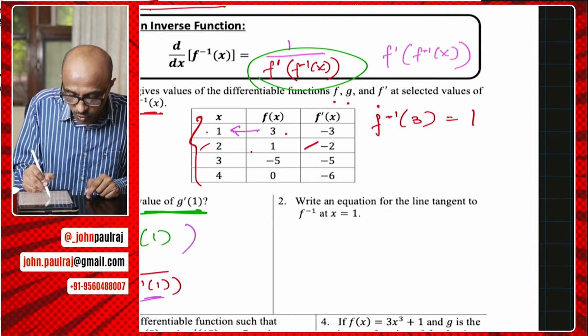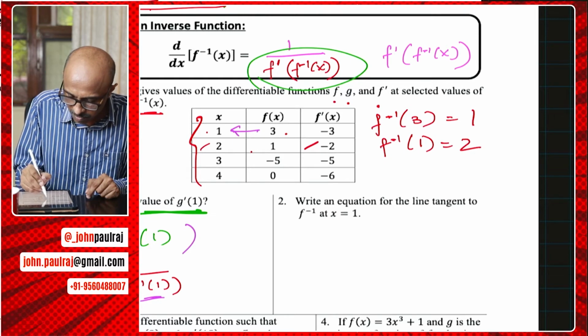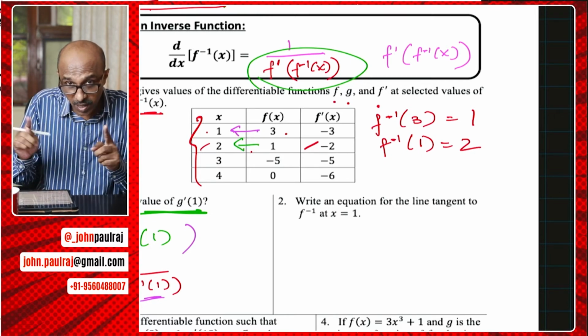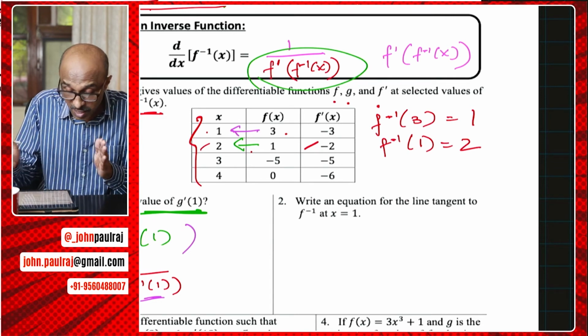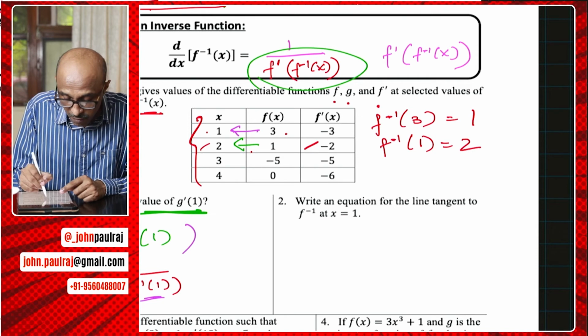Likewise, when x is 2, f of 2 is 1, which means f inverse of 1 is 2. That's the idea of swapping x and y. When you swap x and y, that algebraic process of finding the inverse, this is what happens: the interchanging of the domain and the range. So when x is 2, f of x is 1, which means f inverse of 1 is 2.